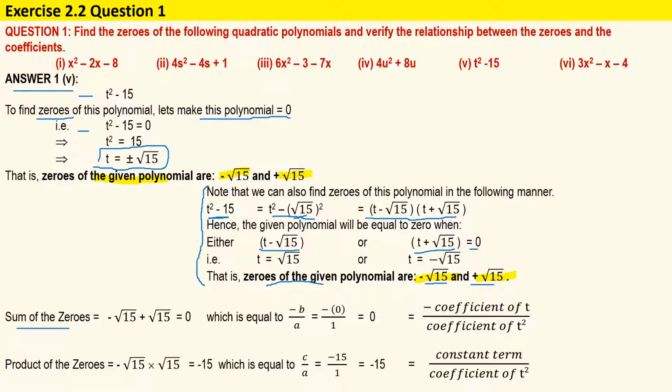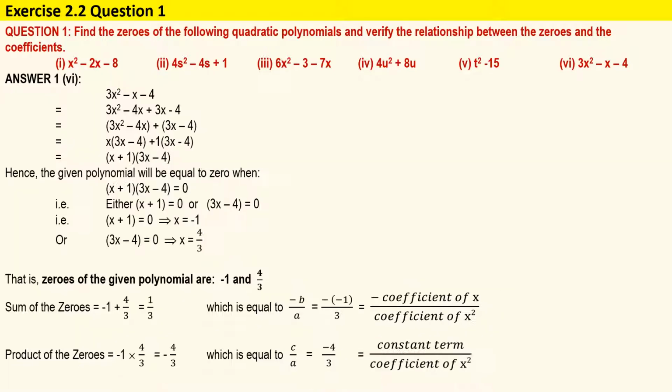The sum of the zeros will be minus square root of 15 plus square root of 15, which will be equal to 0. And this indeed is equal to minus b by a, because b in our case is 0, and this b by a will become 0 by 1, which is 0. The product of the zeros will be minus square root of 15 multiplied by square root of 15, which will be equal to minus 15, and which actually is equal to c divided by a, because c by a is equal to minus 15 by 1, which is equal to minus 15. Hence we have verified the relationship.